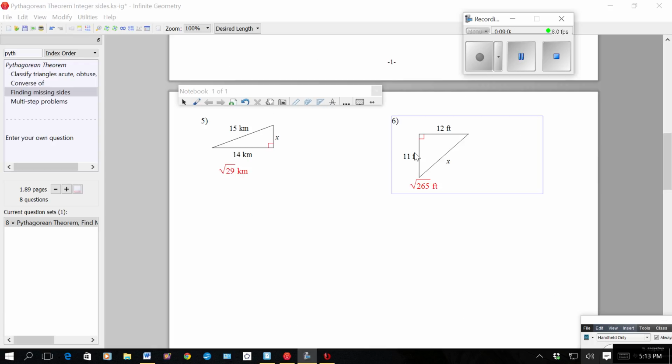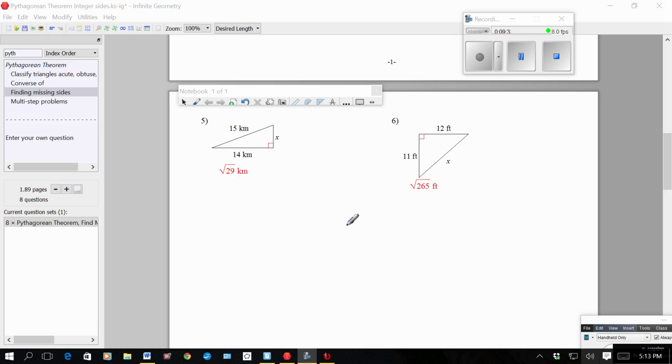Alright, I want to look at number 6, because it's a little bit different than problems up to number 5. This one we have both of our legs and we don't have our hypotenuse. We'd like to find our hypotenuse. And actually this is the answer in simplest radical form. I want to write this as a decimal though. So I want to see how they got square root of 265 here for x.